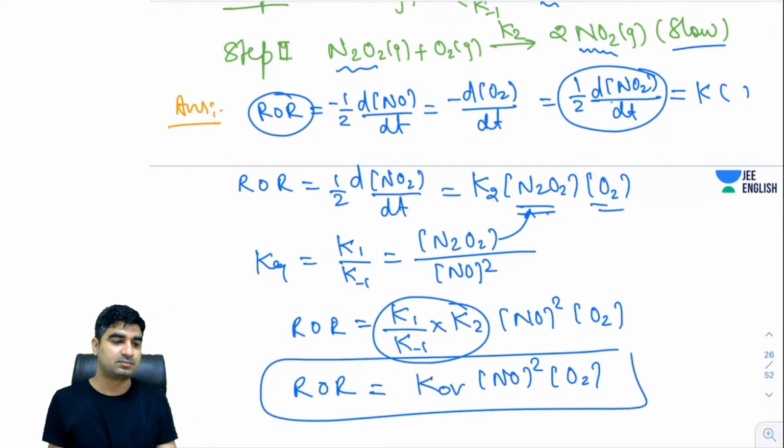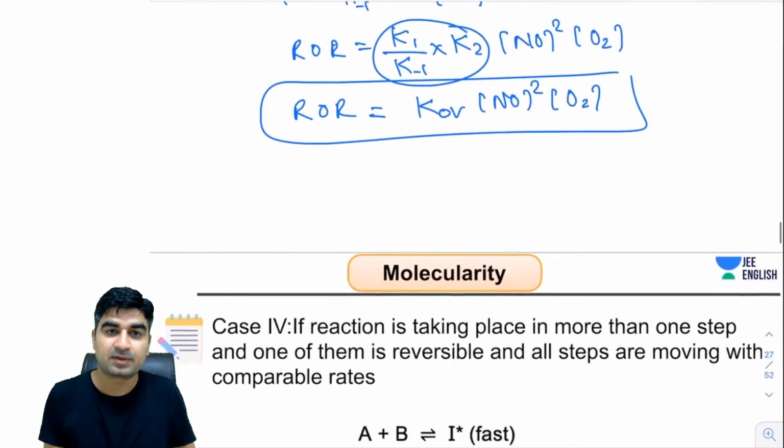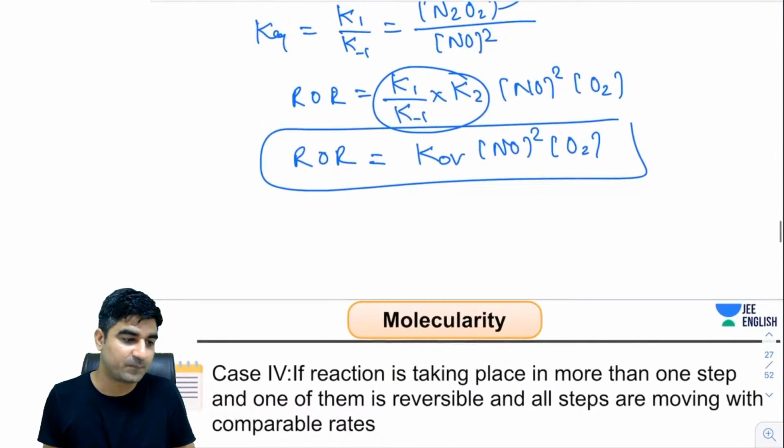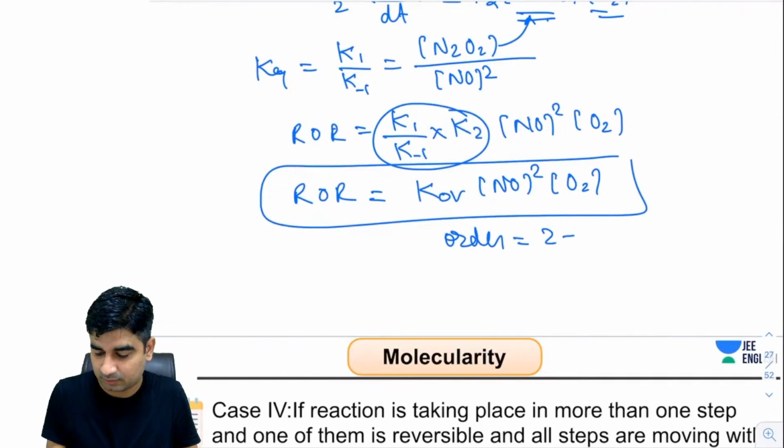If you have any doubt, please ask. So now you are clear with it? Any doubt? So overall order will be 3.